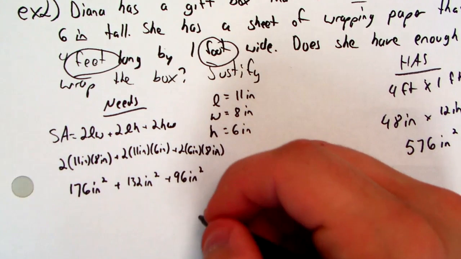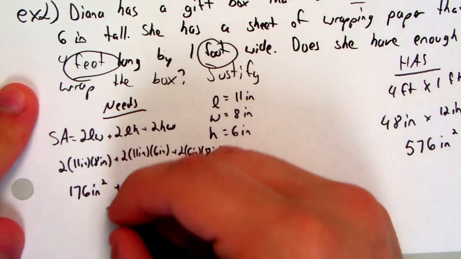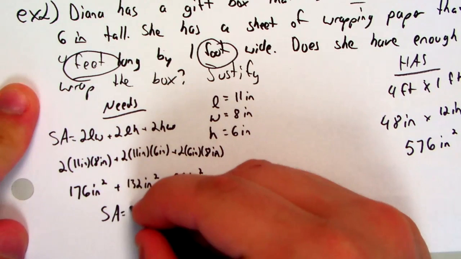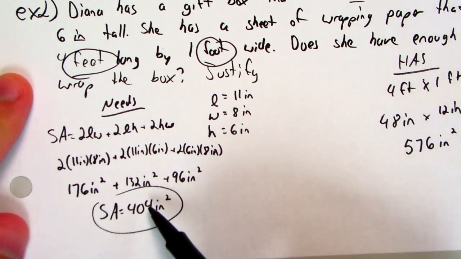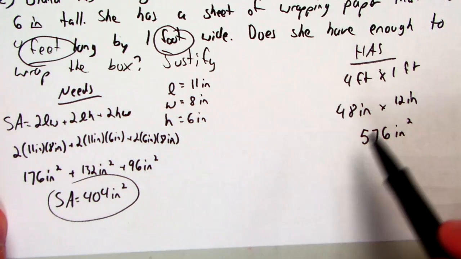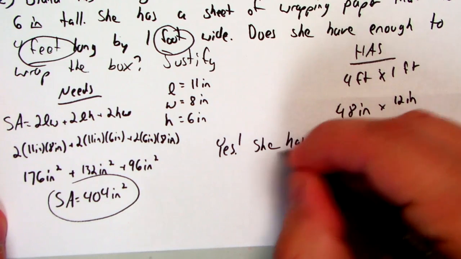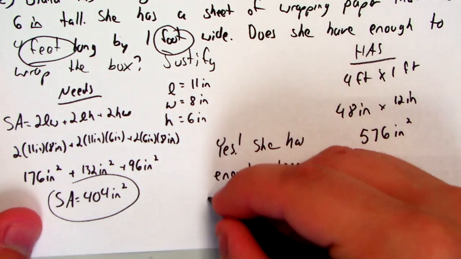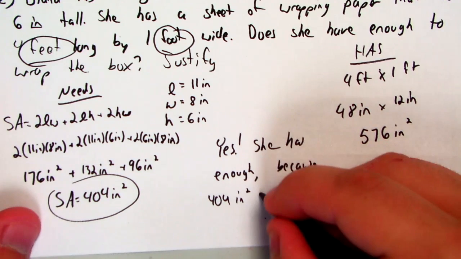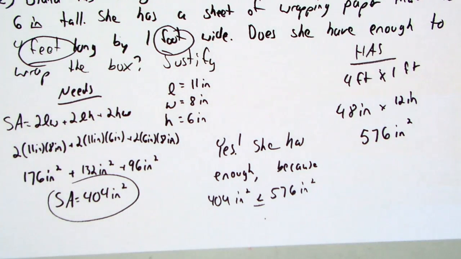Now if we add all of those together, we get the surface area is 404 square inches. This is what she needs. This is what she has. So yes, she does have enough. And the reason why is because 404 square inches is less than or equal to 576 square inches. So yes, Diana has enough paper to cover her gift.